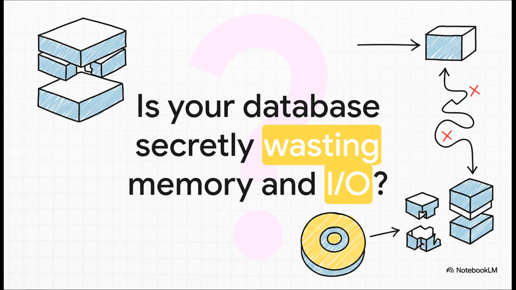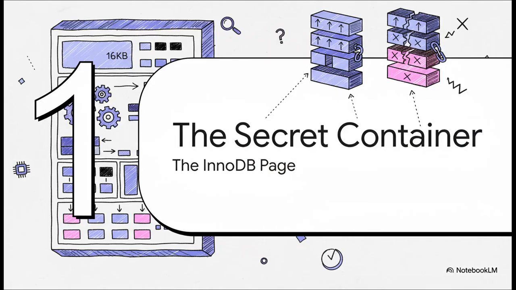Because here's the thing. There's a really good chance your database is quietly wasting disk space, memory, and I/O cycles. And it's all happening because of choices you might be making in your application code without even realizing it. You just can't see it yet. So where does this story begin? It starts with the absolute fundamental building block of a modern database like MySQL, the InnoDB page.